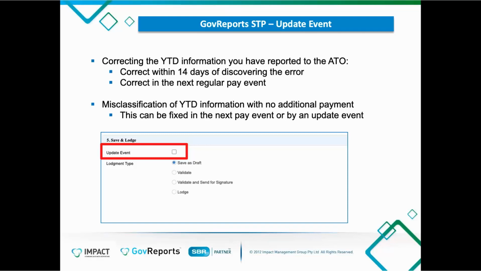Or, as I said, if you want to do it separately so that you keep it identified, that again can be a reason why you do it, because you go, I want to be able to show myself and my accountant that I have fixed that. Then you can tick that update event and lodge it. So that's a really easy way to fix issues.